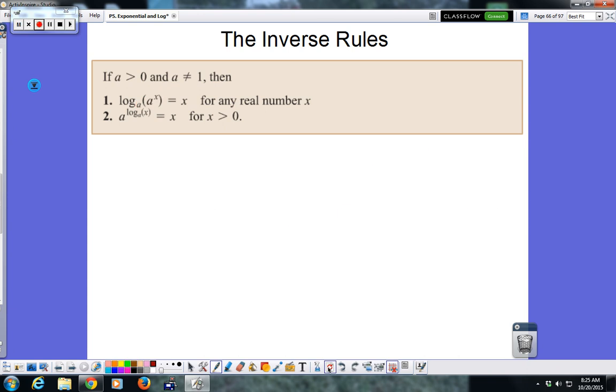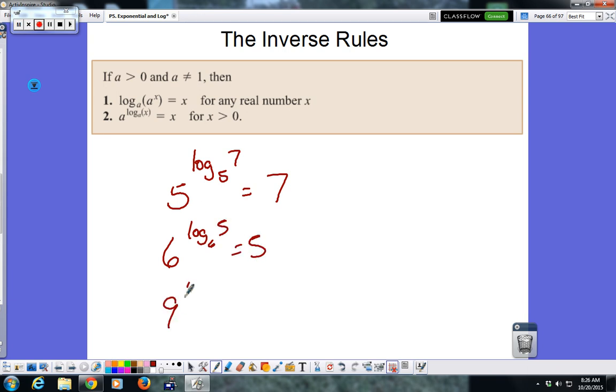Your second White House rule. 5 raised to the log base 5 of 7. It's kind of the same thing. Look, bases are the same. This always cleans up now to the argument. 6 raised to log base 6 of 5 is 5. 9 raised to log base 9 of 2 is 2. I will do the proof of this one as well. It's a little bit tougher.